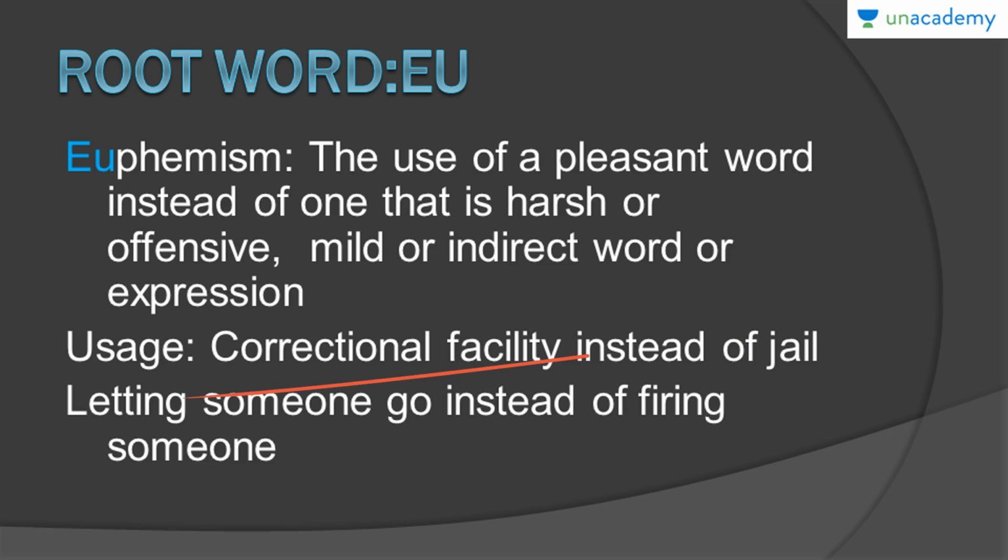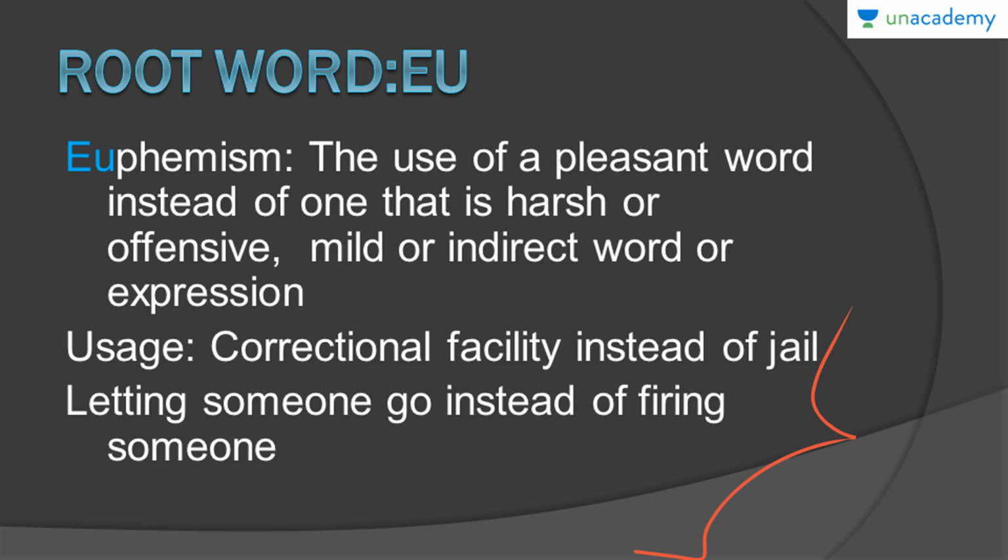But when you say that he has gone to a correction facility, correction facility is the euphemism for the word jail. It's kind of mild, not that insulting. So it's basically a little sophisticated kind of expression when you use it for negative things. For negative words, you use a milder and a little sophisticated expression. These are just two examples I could quote here, but there are many examples of euphemism.